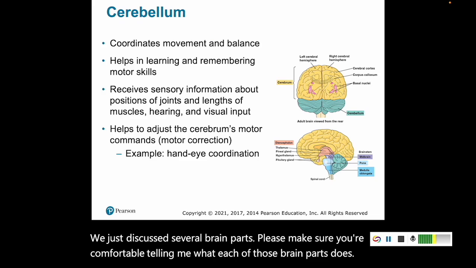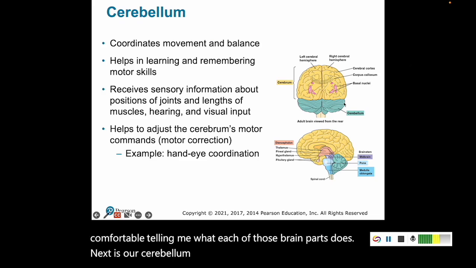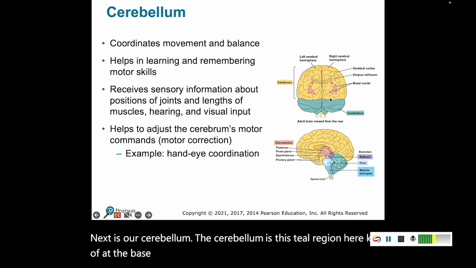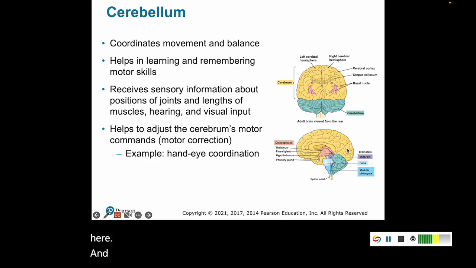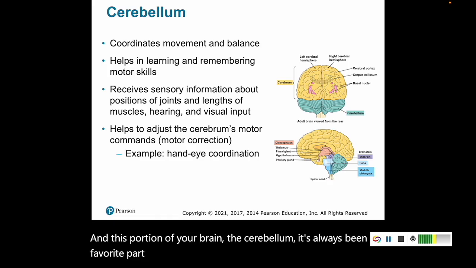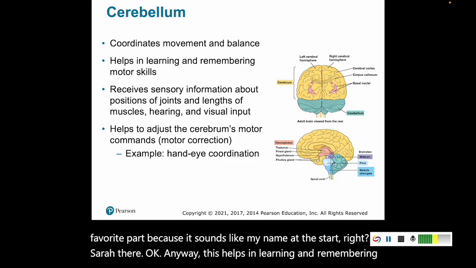Next is our cerebellum. The cerebellum is this teal region here, kind of at the base in the back, if you're looking from the back, or here. And this portion of your brain, the cerebellum, it's always been my favorite part because it sounds like my name at the start, right? Sarah, there. Okay. Anyway, this helps in learning and remembering motor skills.